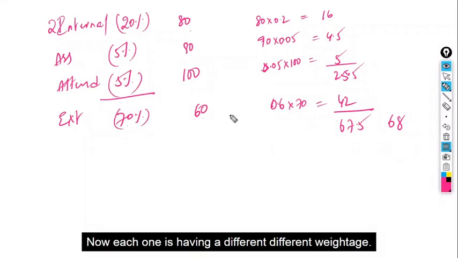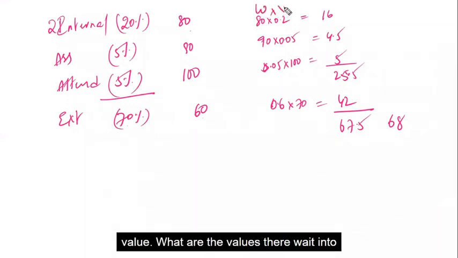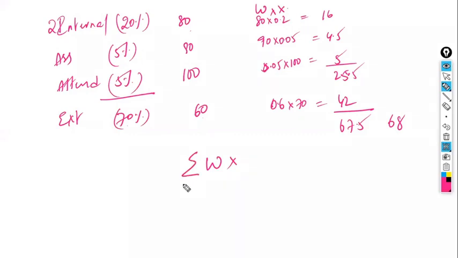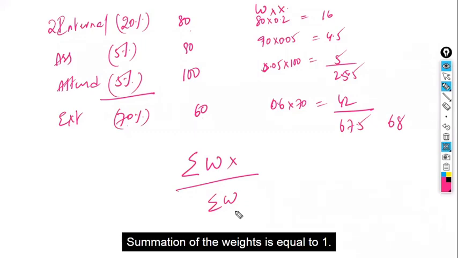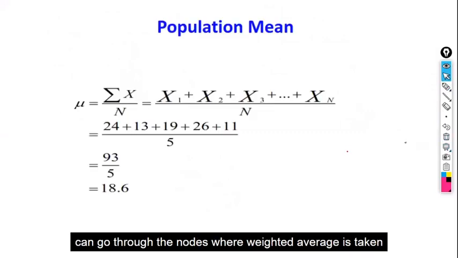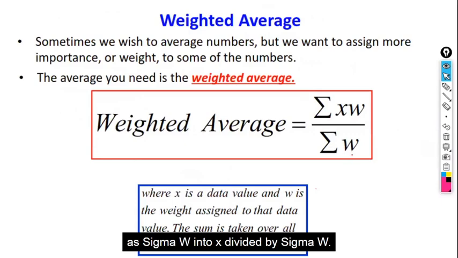Now each one has a different weightage. What you have done is weight into value, that is W into X, and you add all of those values, which is the summation. Summation of W into X divided by summation of weights. Automatically the denominator will be 1, since the summation of the weights is equal to 1. I have represented the same example here also. You can go through the notes, where the weighted average is taken as sigma W into X divided by sigma W.